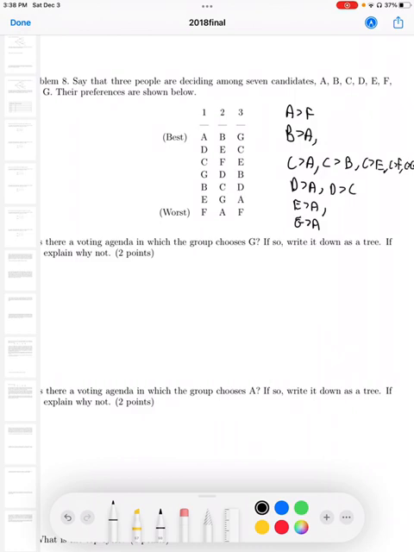Now we could start with D. We already have DA here. So B and D, sorry, B is stronger than D. They prefer B over D. Now B and E, they prefer B over E. They prefer B over F. And for G, they prefer G over B.